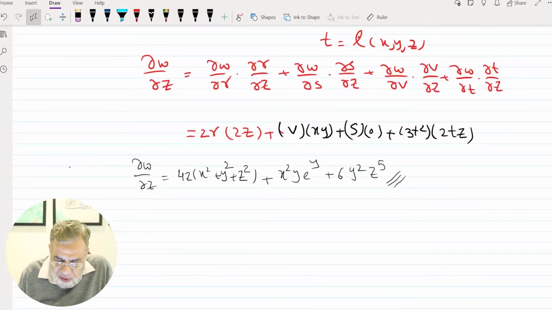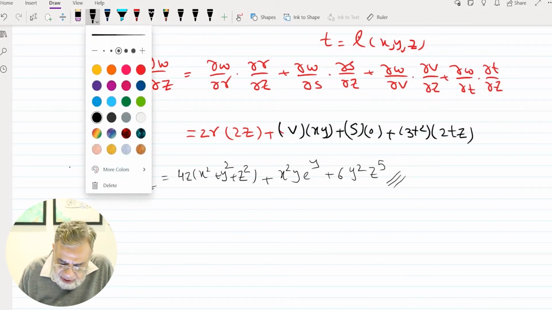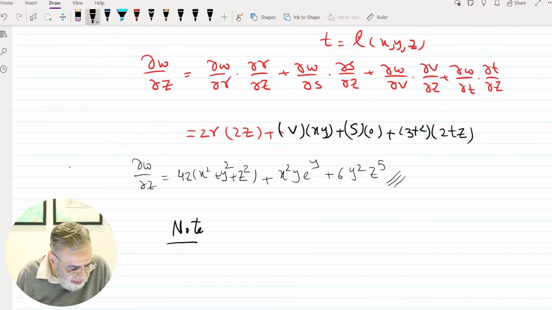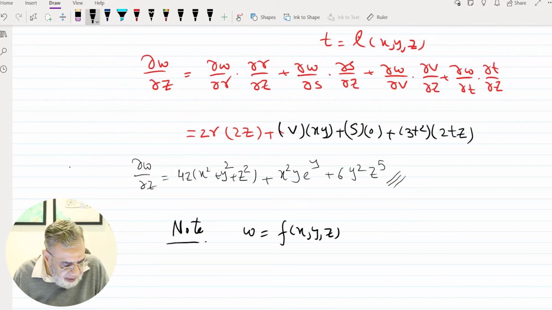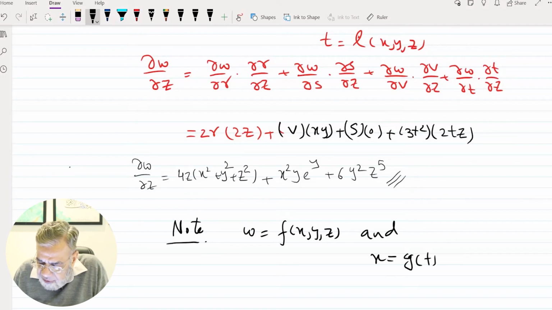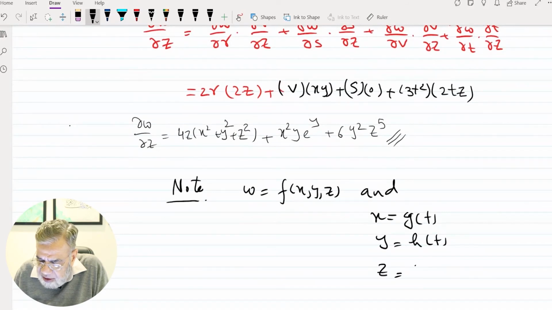I want to put as a note a very important idea, that sometimes we have a function like this one. We have the function w as a function of x, y, and z, and we have x as a function of t, y as a function of t, and z is also a function of t.